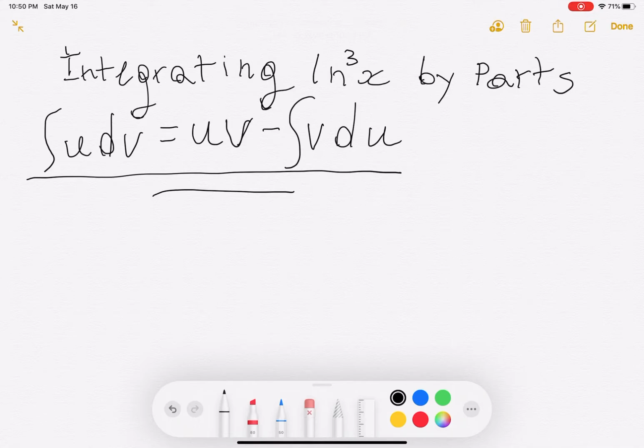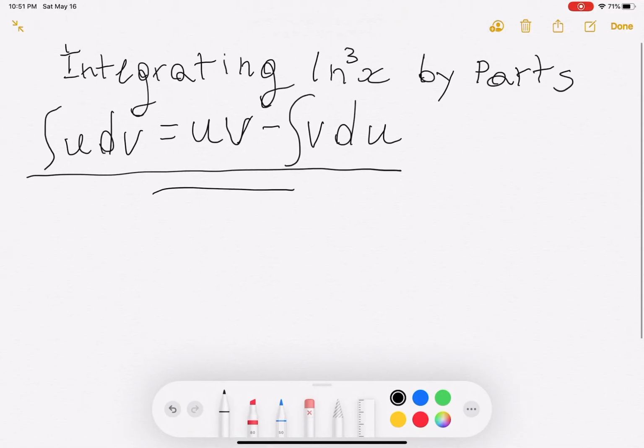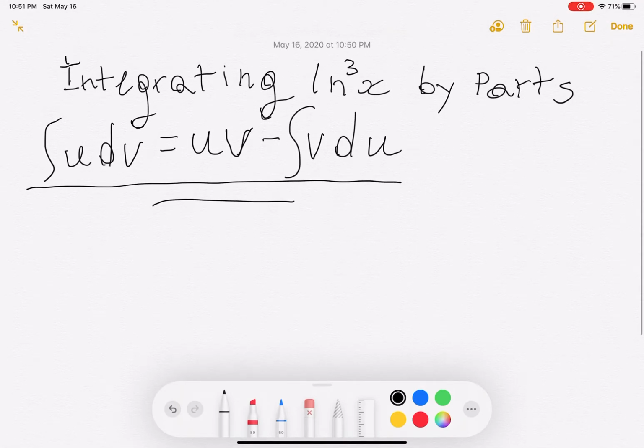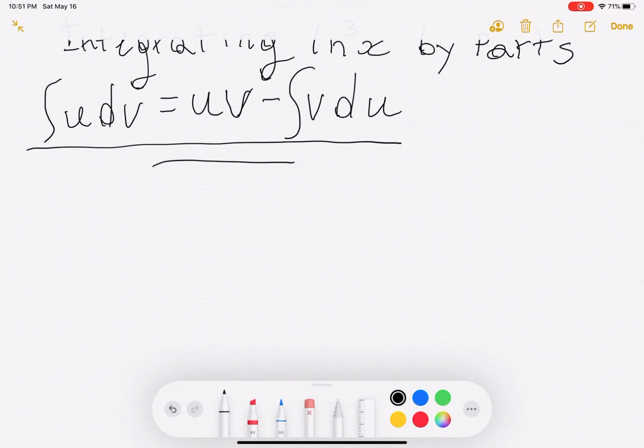So let's get started. We're going to be using the integration by parts formula, which is the integral of u dv is equal to uv minus the integral of v du. Basic stuff if you do linear algebra. But anyway, I just enjoy integrating sometimes. So let's get our u's and dv's and v's and du's.